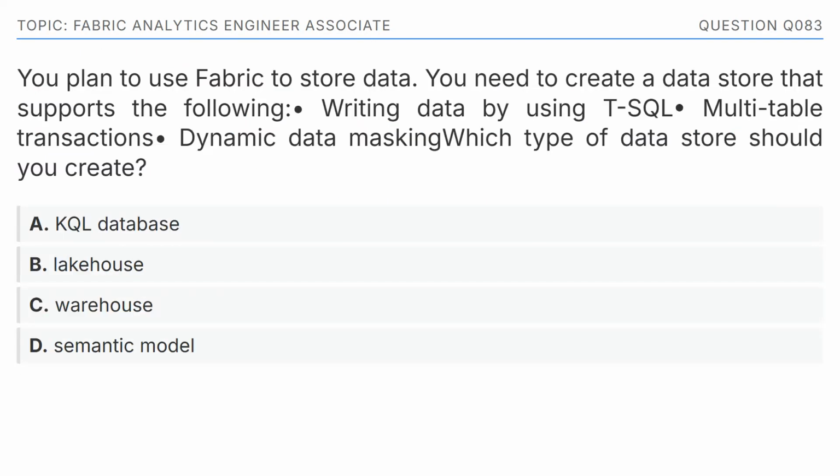You plan to use Fabric to store data. You need to create a data store that supports the following: writing data by using T-SQL multi-table transactions, dynamic data masking. Which type of data store should you create? The options are: Option A, KQL database. Option B, Lakehouse. Option C, warehouse. Option D, semantic model.